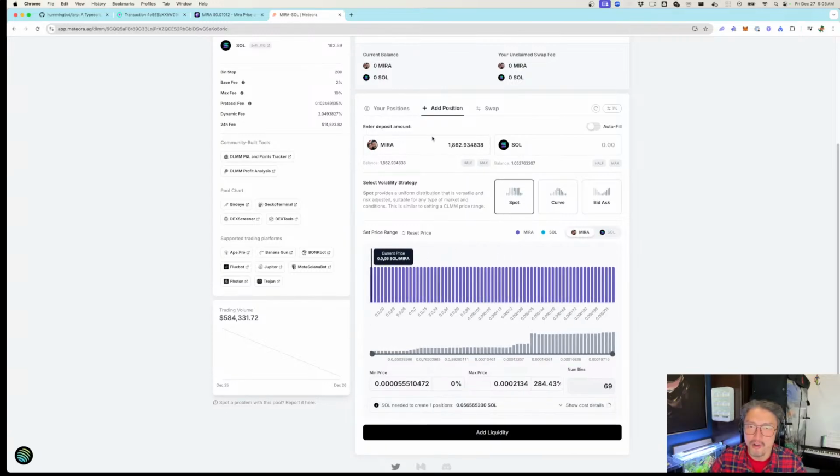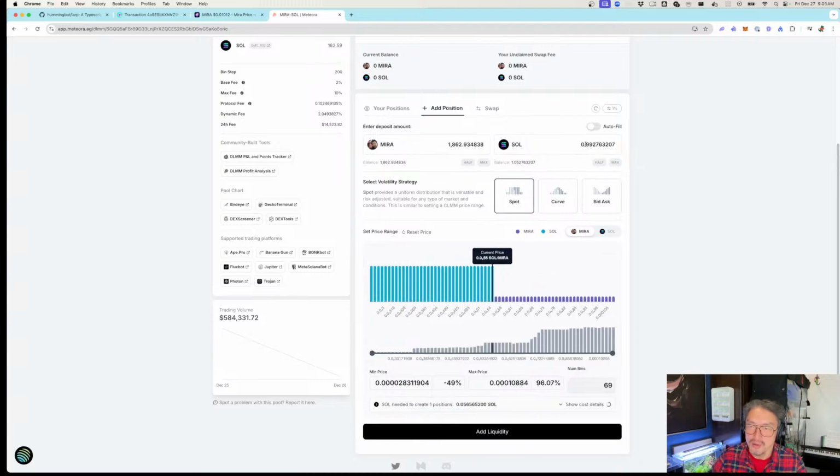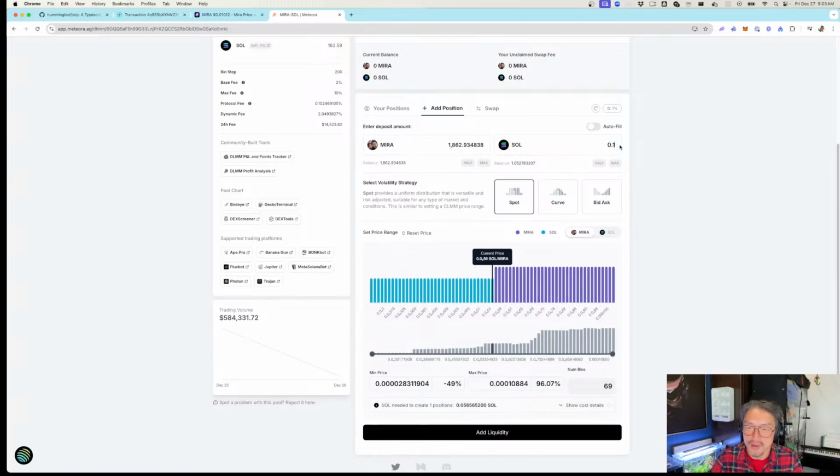So we'll put all the Mira in, and we don't want to put all of our Sol in because that would be a lot of Sol relative to the Mira. So I'm just gonna balance it out to try to get the amount of Sol to be relatively equal. 1.5. Okay, and that's it. And liquidity.